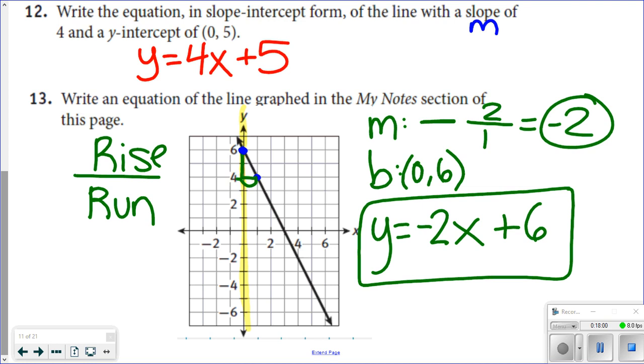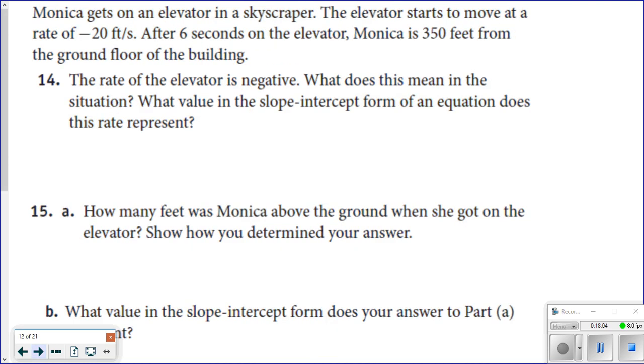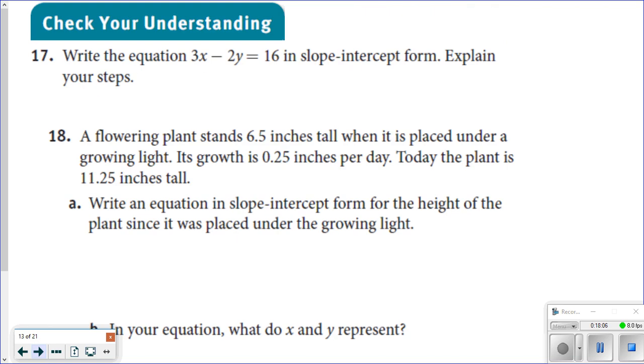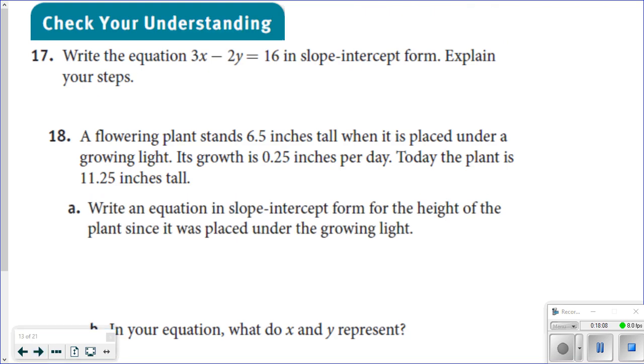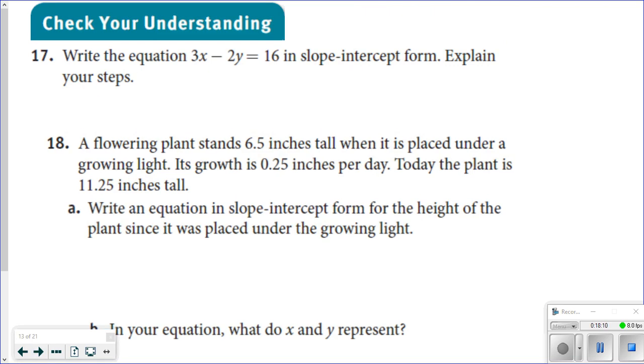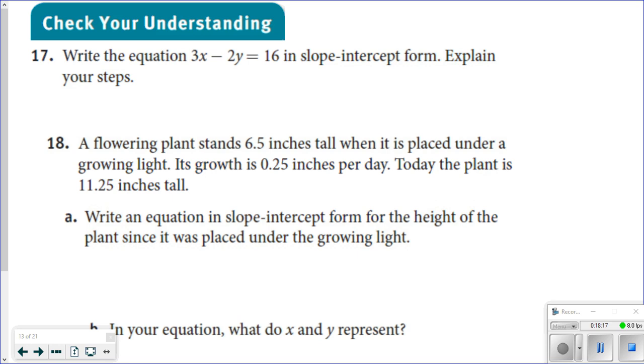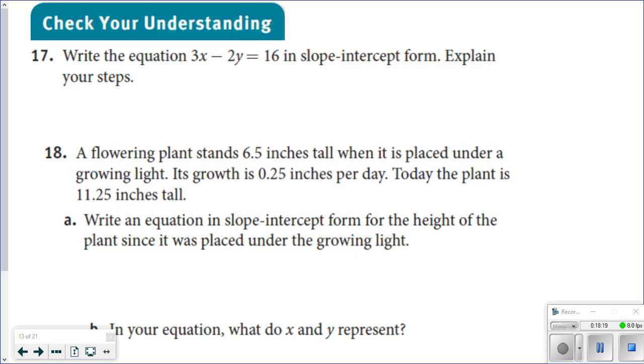All right, we're going to skip over to question 17. I usually do 14 and 15 in groups, but that's not an option this year. So jump to question 17 on page 178. And we are going to take this question and convert it to slope-intercept form, which is y equals mx plus b.